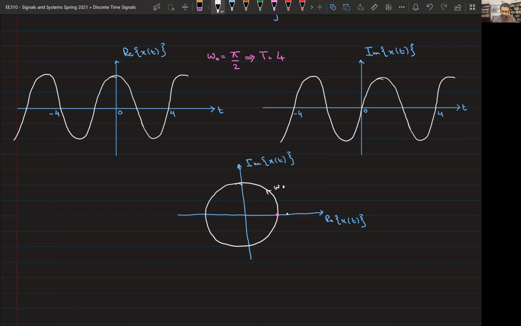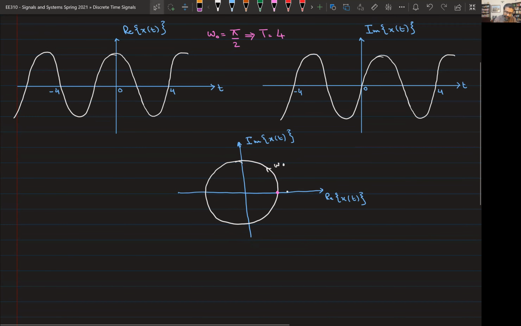Now, let's talk about a discrete time exponential. So a discrete time exponential, or discrete time complex exponential, is of the following form.